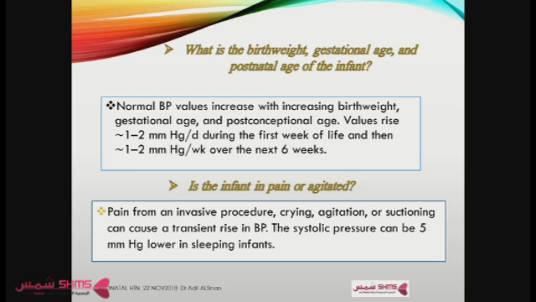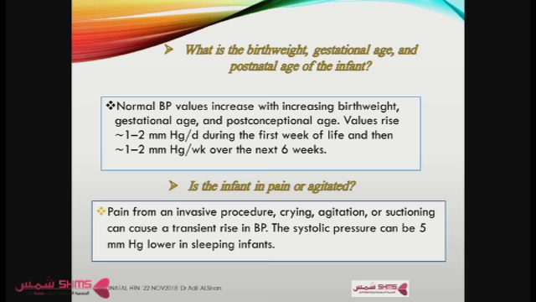Birth weight, gestational age, and postnatal age of the infant matter. With increasing birth weight and gestational age, values rise about 1 to 2 millimeters of mercury per day during the first week of life, and then 1 to 2 millimeters of mercury per week over the next 6 weeks. We will see more details in a while. Pain from an invasive procedure, crying, agitation, and suctioning can all cause a transient increase in blood pressure. During the measurement, it is really an art how and when to take it without these artifacts.